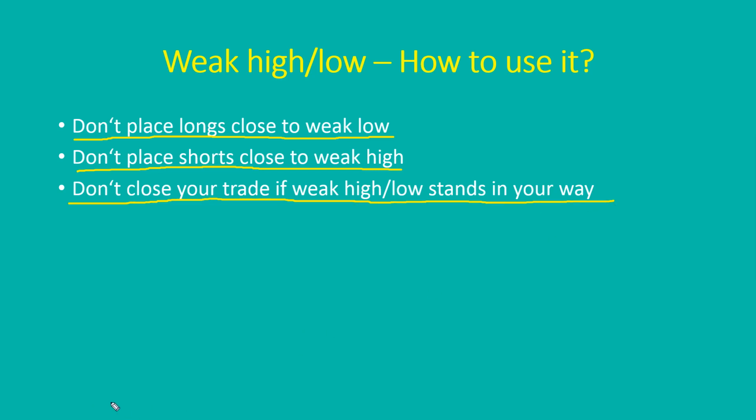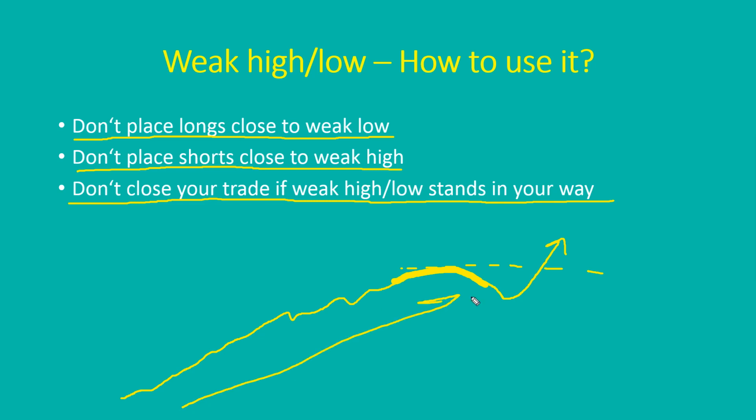What that means is, imagine that you are in a long position and then there is a weak high created. This is the weak high, all right? So don't close your position, because the weak high will most likely get tested and the trend will continue at least a few pips above the high of the weak high. All right? So if you are trading in a trend, if you are in a long position, don't close your position when there is a weak high, because the price will most likely test it.